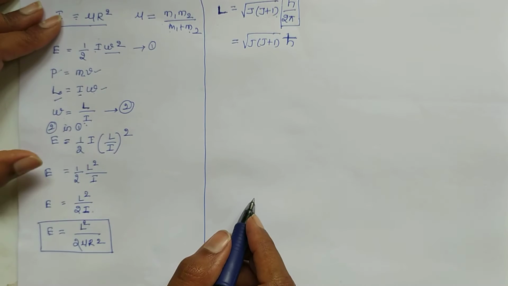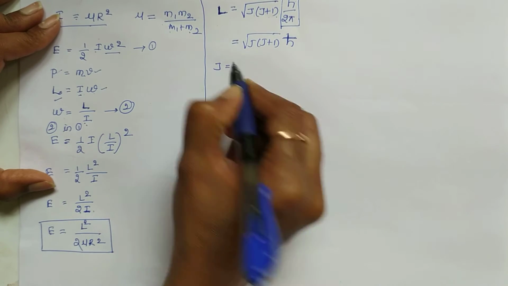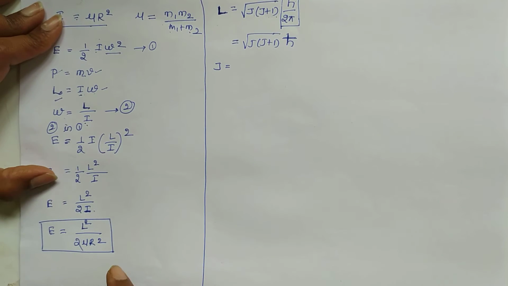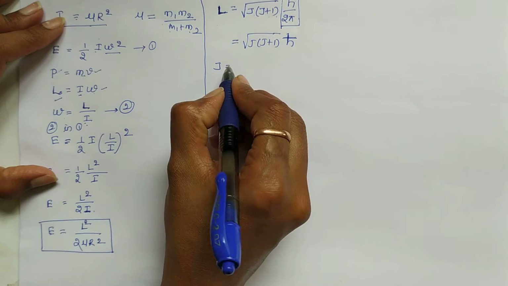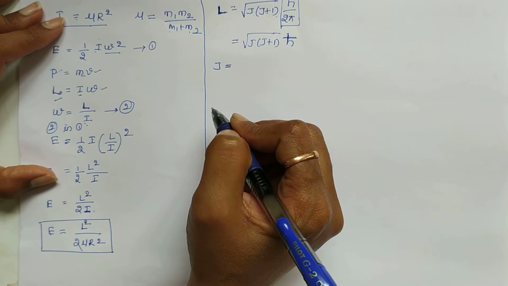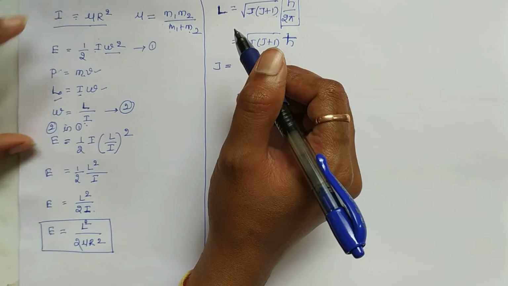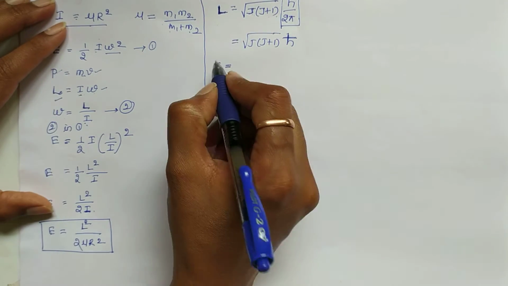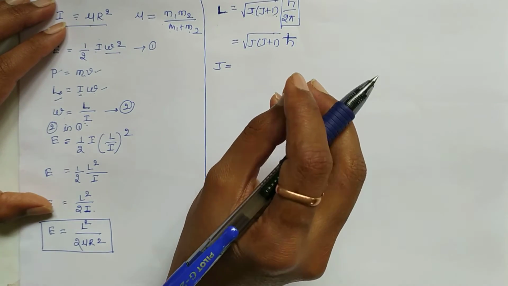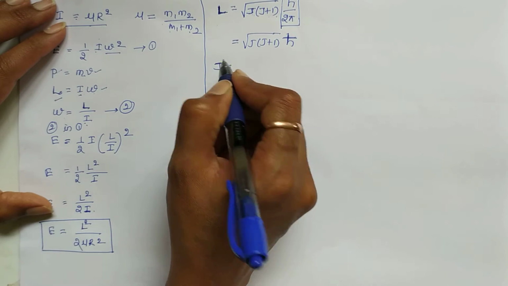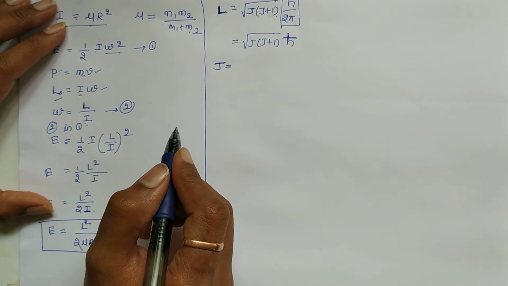So what is J? J is equal to the rotational quantum number. Regarding the quantum numbers you have studied in lower classes, there is the principal quantum number, the orbital quantum number, and the spin quantum number. So here one more quantum number comes, that is the rotational quantum number. If a molecule is rotating, this quantum number we are going to use.